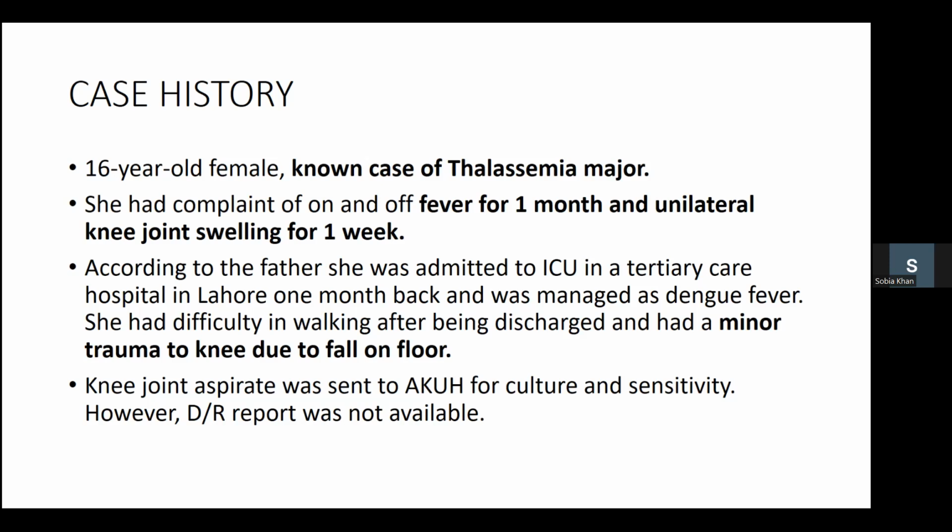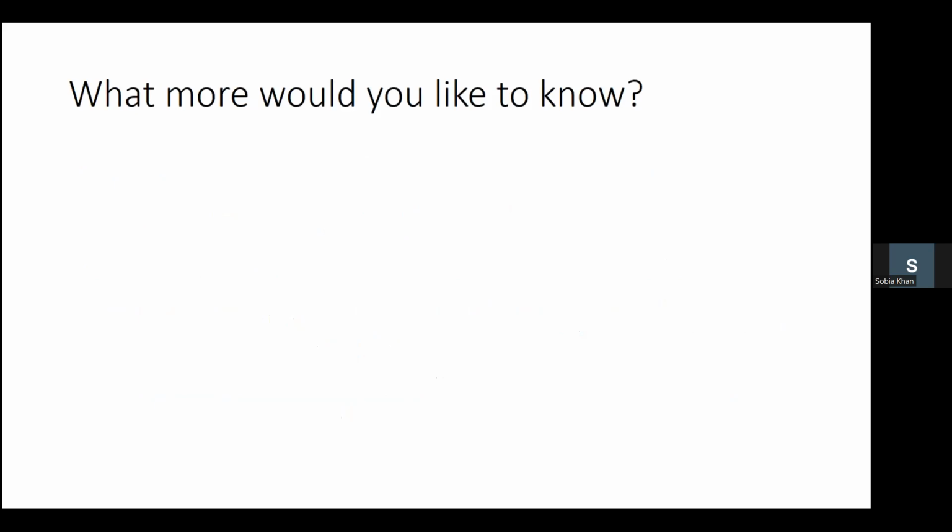So keeping this history in the back of the mind, what more would you like to know? This is a history of chronic fever and knee joint swelling. The things that I could come up with were family history of tuberculosis, because definitely we are living in a TB endemic region, and any undefined chronic fever, we would think about TB as well. Then the fever pattern is very important. Was it high grade fever? Was it continuous fever? Was it something related to bacteremia? Or was it undulating, waxing or waning fever? The pattern of fever is very suggestive of the type of infection that we are suspecting. It could be a step ladder pattern, which could suggest maybe Salmonella typhi arthritis. So the fever pattern was very important to know.